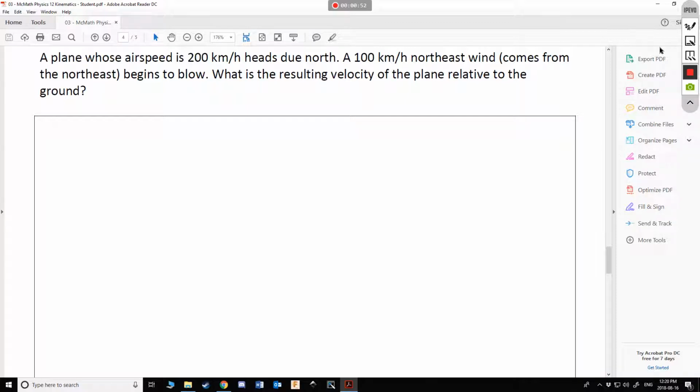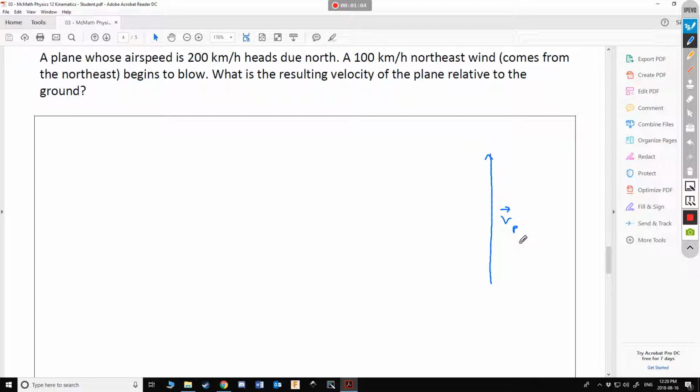So here's our first vector. We have a vector that's traveling north. This represents the velocity of the plane relative to the air. We also know there's going to be some wind blowing from the northeast. Here's north, there's east, so northeast is somewhere over there. So we have a second vector that looks something like that, and that's the velocity of the air relative to the ground. These two vectors, when combined together, will result in our overall resultant vector.